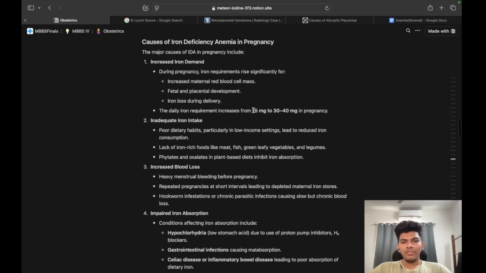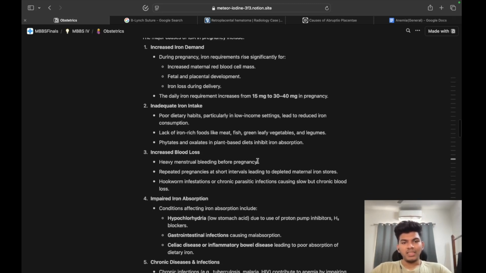It increases from 15 milligrams to 30 to 40 milligrams in pregnancy. So this is almost double, more than double. That is what we need to keep in mind, and increase the supplementation according to this level.